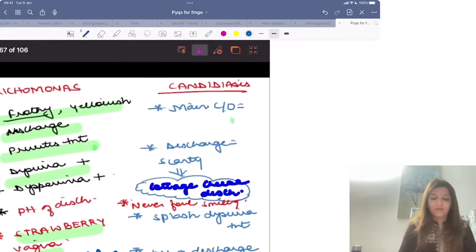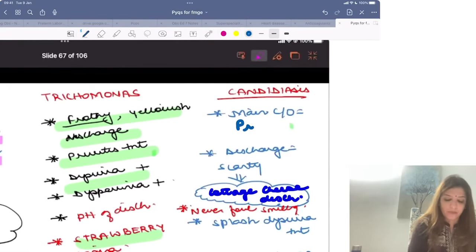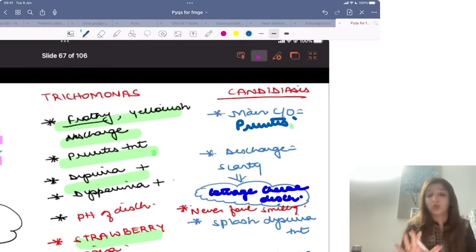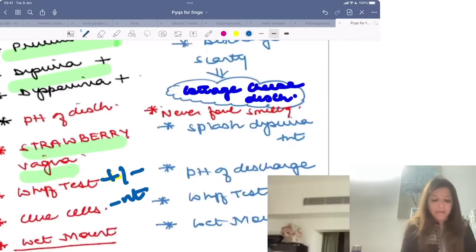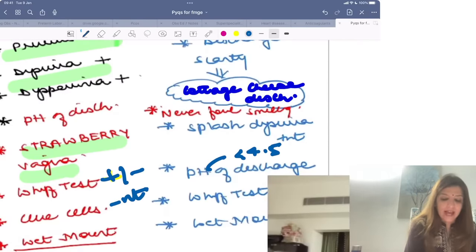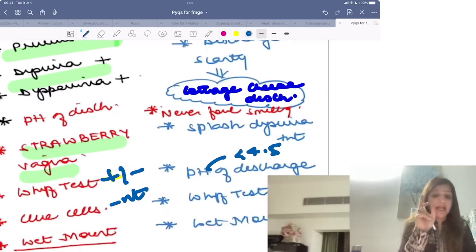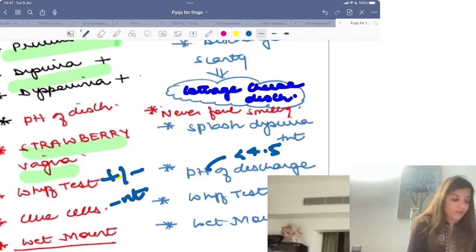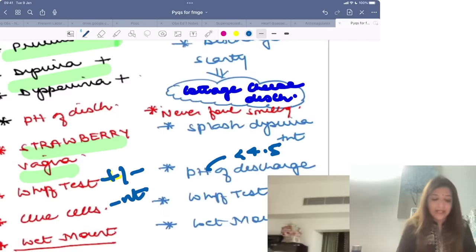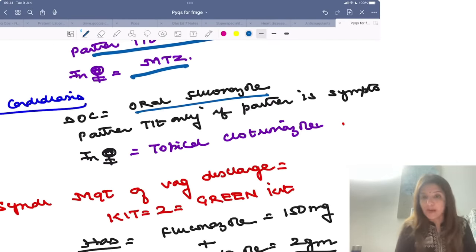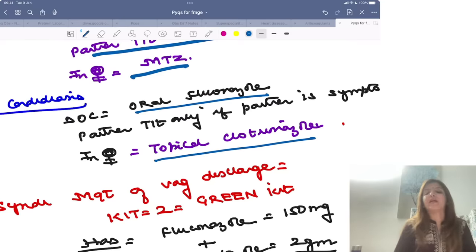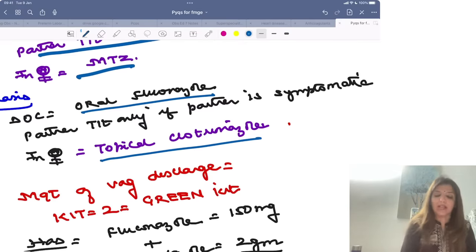In case of candida, the main complaint of the patient is pruritus. Discharge is very scanty, right? And it is cottage cheese-like discharge. You never get foul-smelling discharge. pH of the discharge is less than 4.5. That's very, very important. It is the only condition in which pH of the discharge is less than 4.5, and that is candida. Right? Now, in case of candida, the drug of choice is oral fluconazole in non-pregnant females. In pregnant females, it is topical clotrimazole. In case of candida, partner treatment is given only if the partner has symptoms. If the partner is symptomatic, then you give treatment.